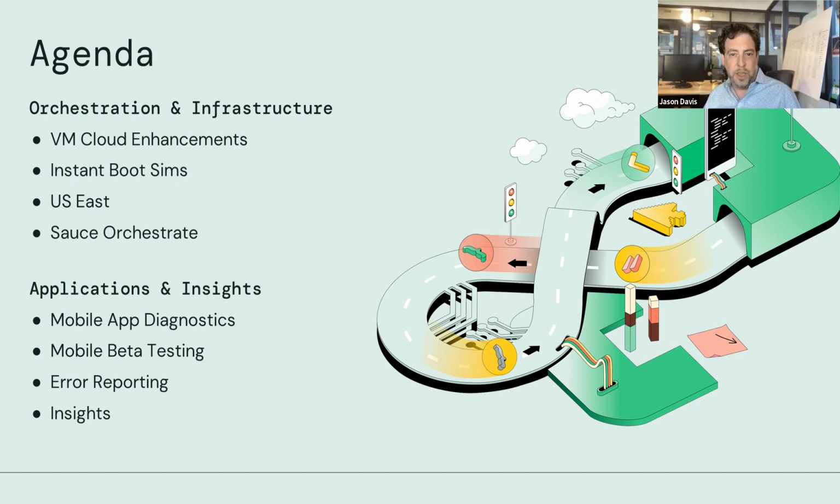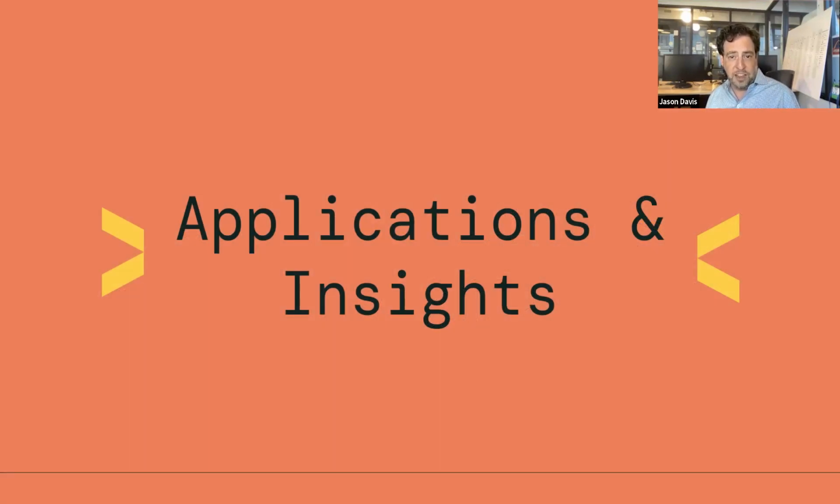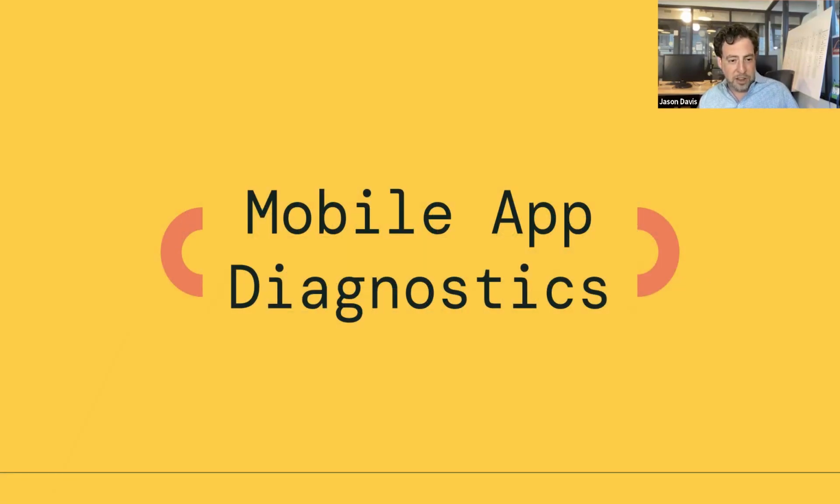There's a lot of data that we have, and we've already started putting some of that to use with things like failure analysis, which we released a few months ago to help pinpoint what type of changes might have caused a particular failure or a cascade of failures that you're seeing within tests. So we'll talk a little bit more about insights and the improvements in that area as well. So let's dive into mobile app diagnostics to start.